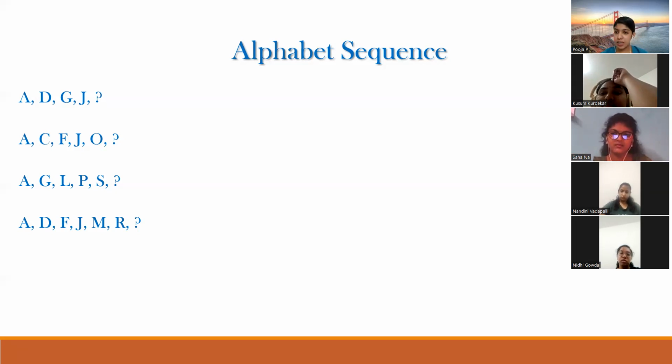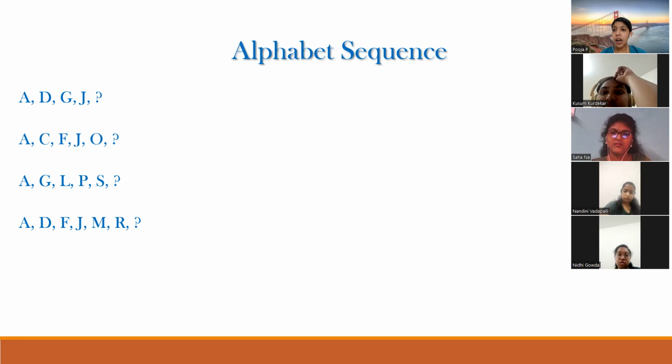Once we reach Z, the next continuation is A. So we go in a circular manner, always A to Z. The next letter you will count after Z in the sequence or series will start from A again. So this is one thing.